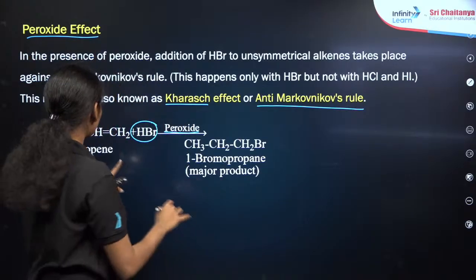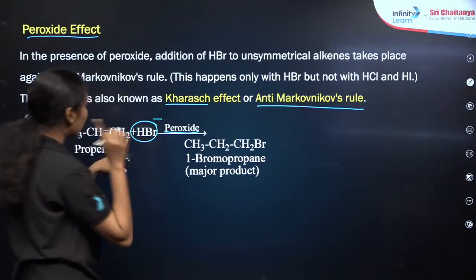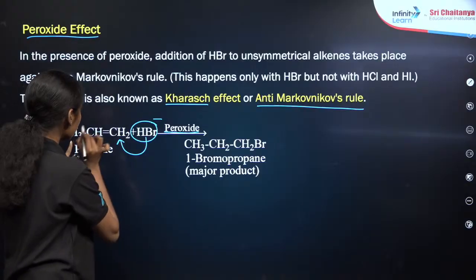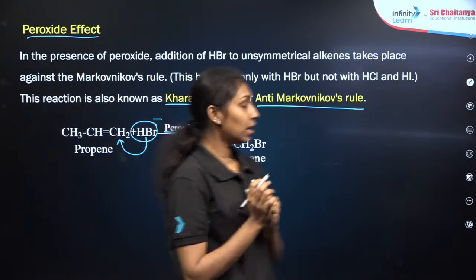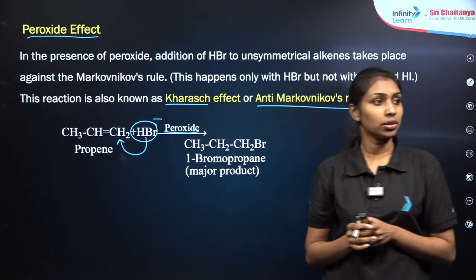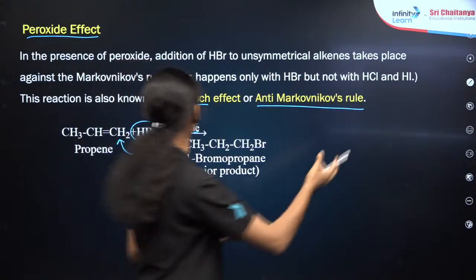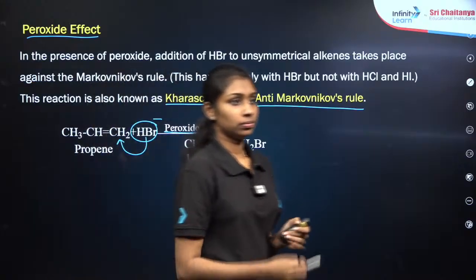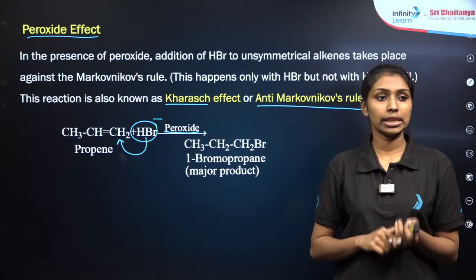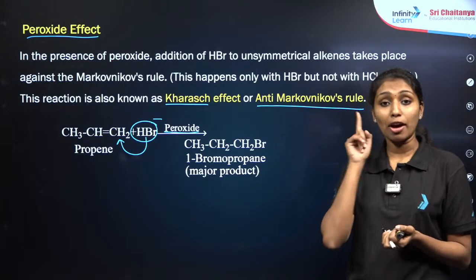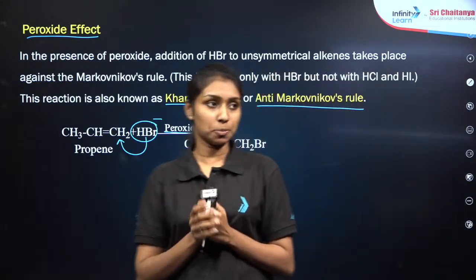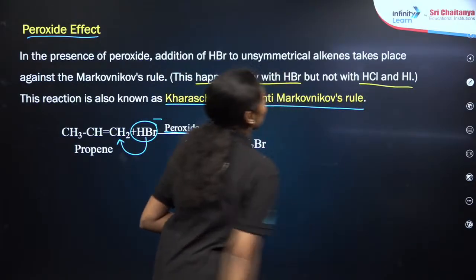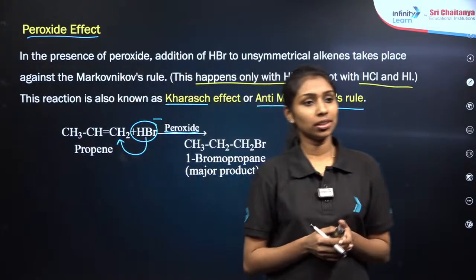Here the negative part, Br, will go to the double bonded carbon that contains more hydrogens. So we will get the product CH3CH2CH2Br, 1-bromopropane. In the case of the peroxide effect, you have to remember that it will happen only with HBr, not with HCl and HI. What will be the reason? Anyone?